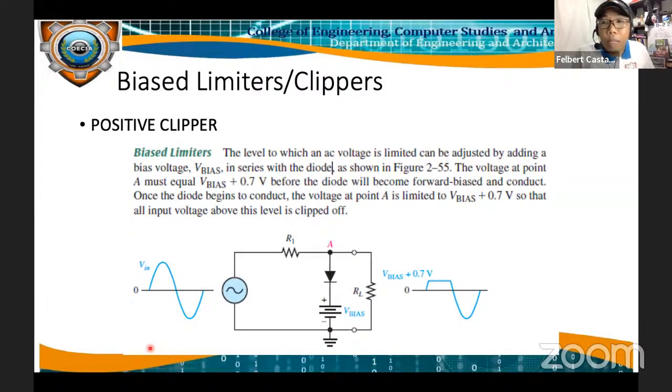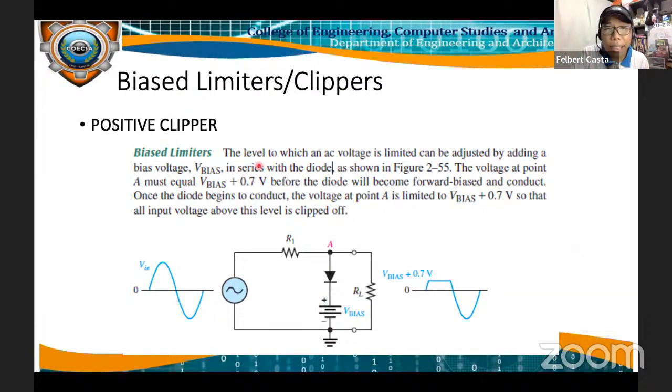Ayan, biased clippers. So what if meron kang bias dyan? Tandaan niyo yung bias is an application of a DC voltage. So meron kang DC voltage dito. Let me first read yan. The first one here is positive clipper. So ano yung in-expect mo dito kapag positive clipper? Yung positive half cycle, yun naman yung ni-remove sa waveform natin or ni-clip niya.